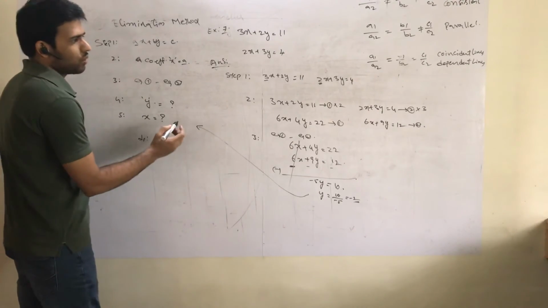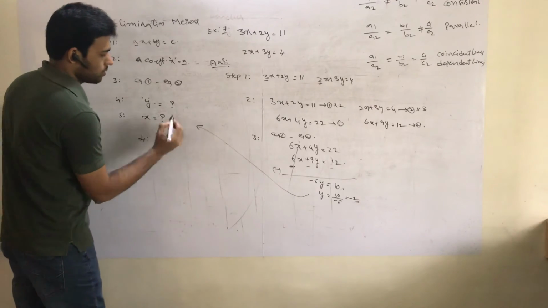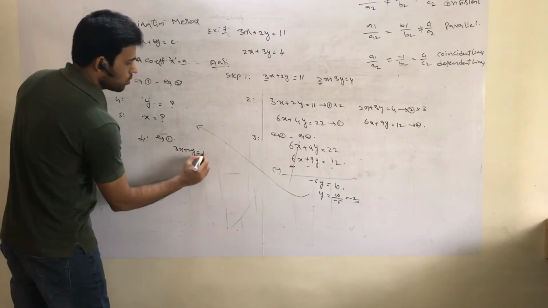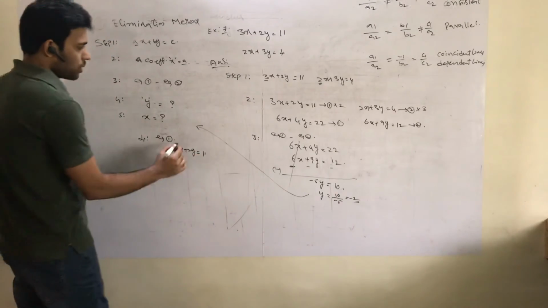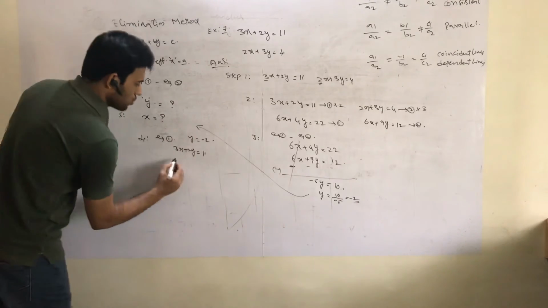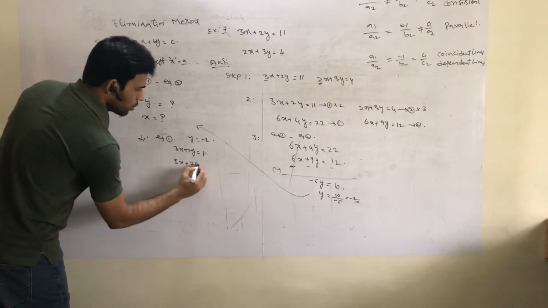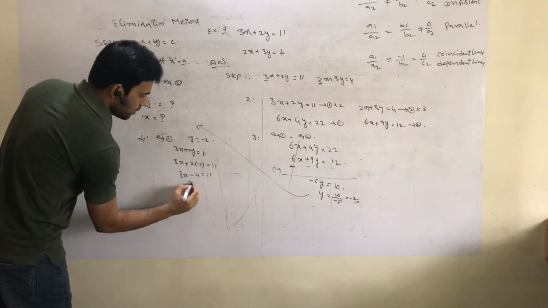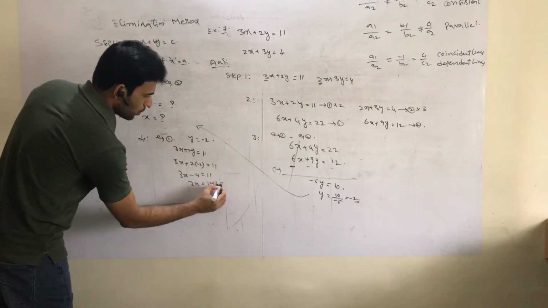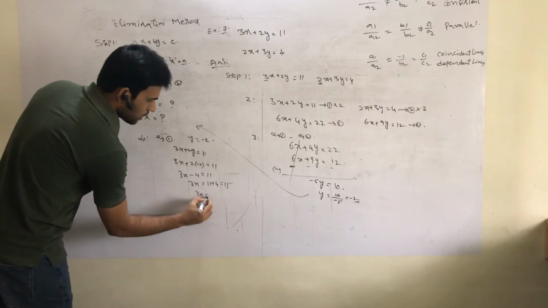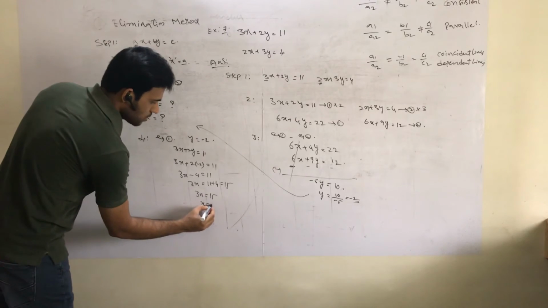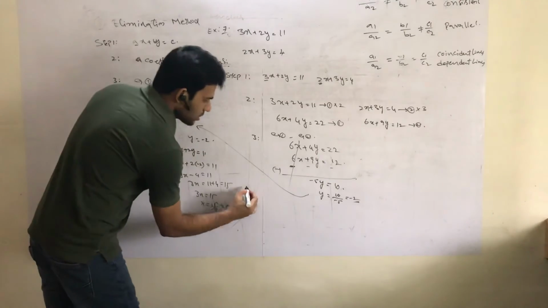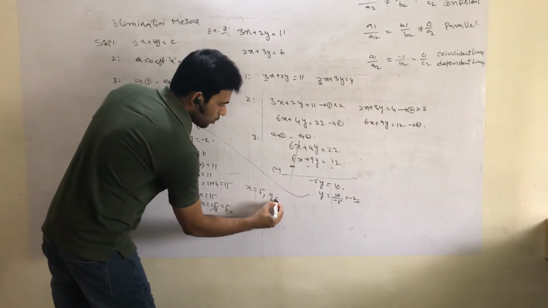Okay, so take equation 1. The equation 1 is 3x plus 2y equal to 11, and you need to substitute the value of y, which is minus 2. So 3x plus 2 into minus 2 becomes 11. So that becomes 3x minus 4 equal to 11. Then 3x becomes 11 plus 4, which is 15. Then x becomes 15 by 3, that equals 5. So the answer for this is x equal to 5 and y equal to minus 2.